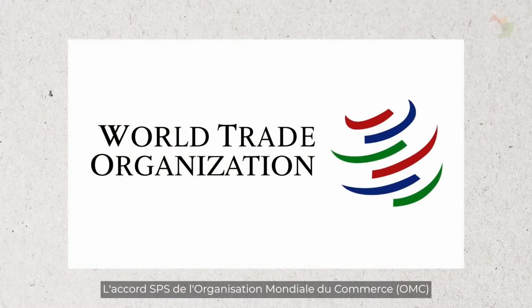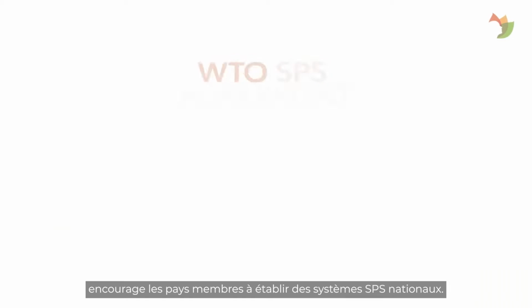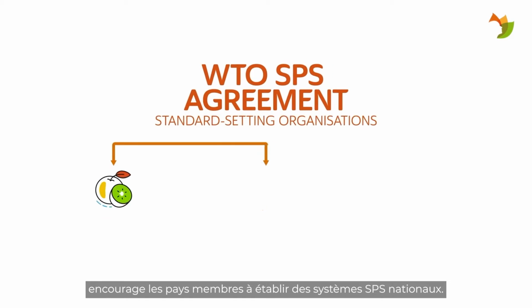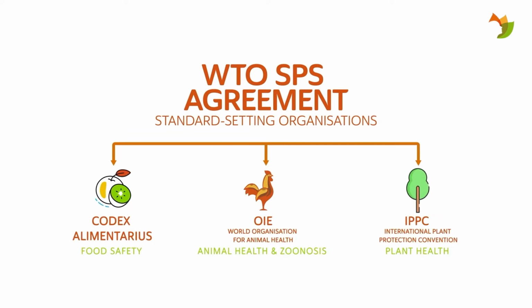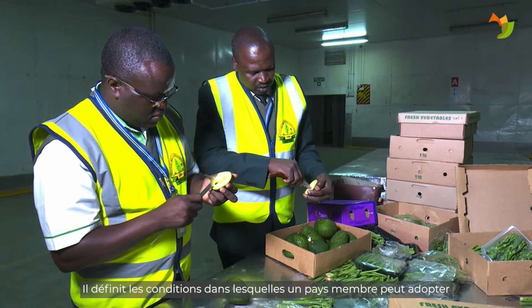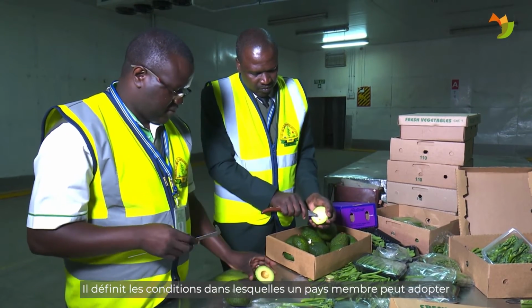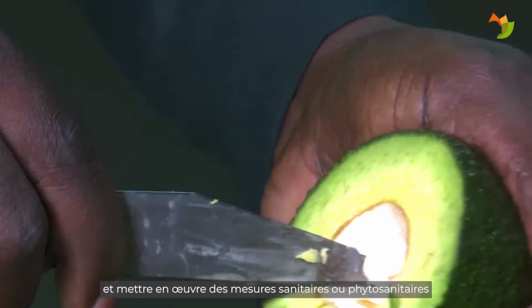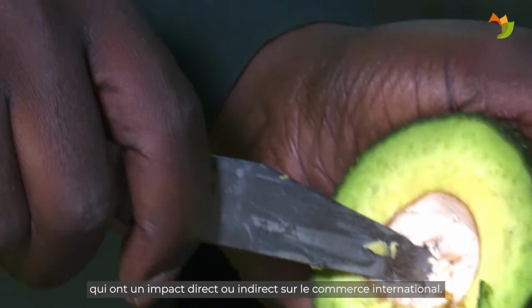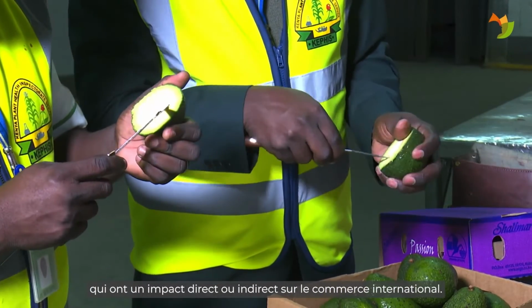The World Trade Organization's SPS agreement encourages member countries to establish national SPS systems. It lays down the conditions under which a member country may adopt and implement sanitary or phytosanitary measures that have a direct or indirect impact on international trade.